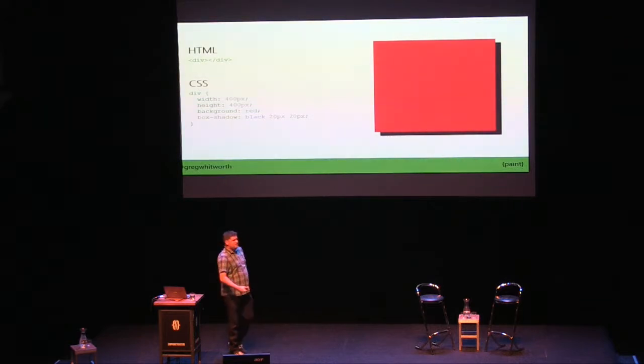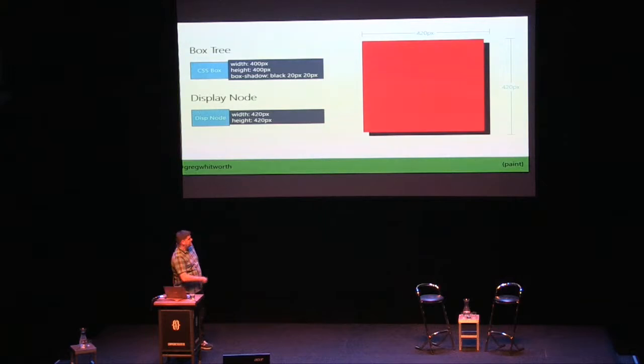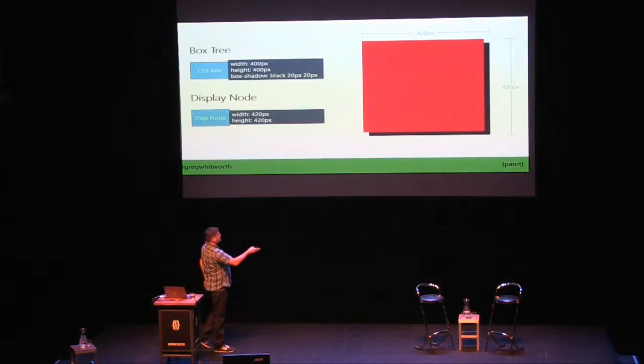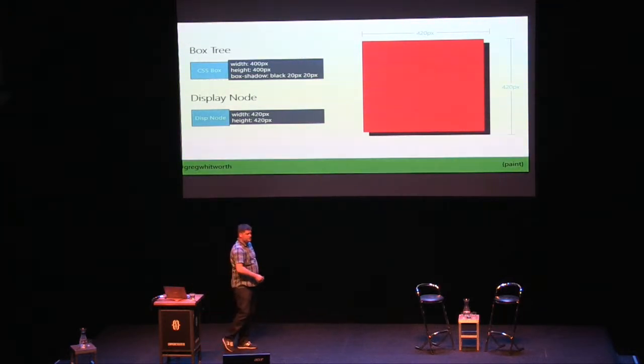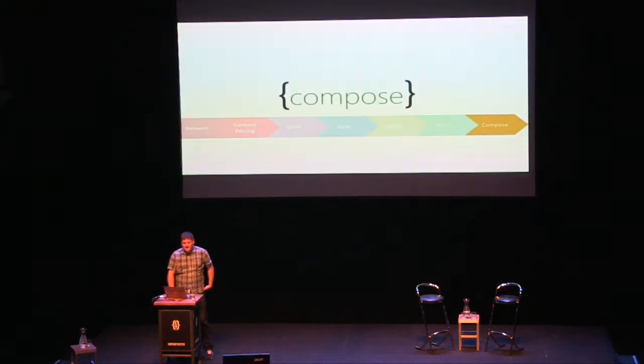But at the same time, as you saw before, we need to be able to paint that somehow. So what we end up doing is we change the visible bounds of the box. And this allows us to paint in this very ugly drop shadow. Sorry, I'm not a remarkable graphic designer here. That's represented here. We end up increasing the box to 420 pixels by 420 pixels to take into account the drop shadow. Now we're ready for compositing.